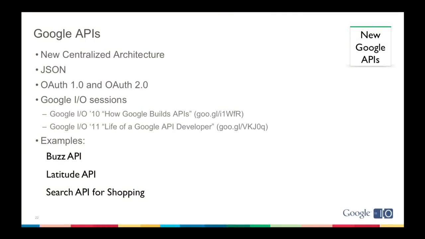So let's talk about the new API infrastructure and why I'm excited about it, and why we've focused all of our energies to make sure it's really well supported in this library. It's a centralized architecture, really important because we can roll out new features and they work across all the APIs. We focus on JSON, which is a lighter weight format. It's more natural to use. It's a much more pleasant experience.